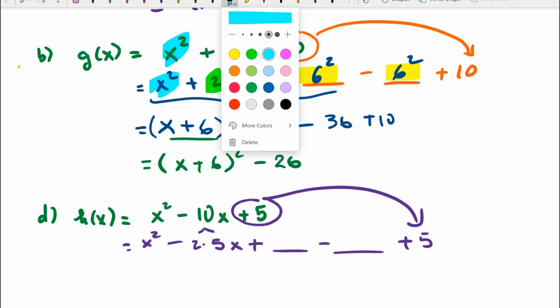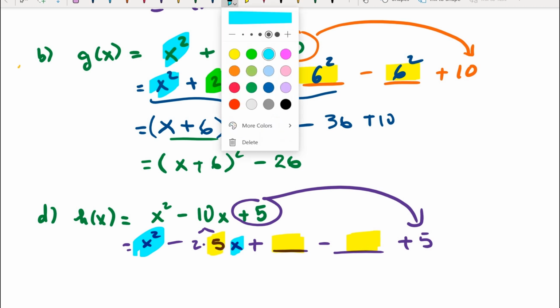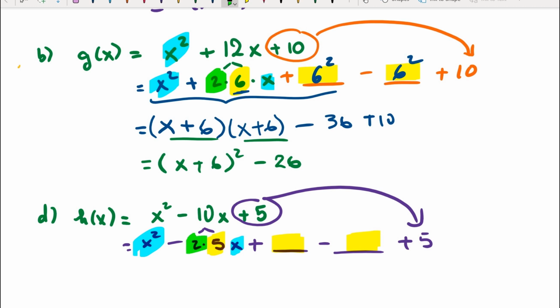So x squared minus 10x, 10 is 2 times 5. X plus some number, subtract that number, plus 5 because of this 5. Okay, we have x squared here, we have x here, we have some number that needs to be added, that is a 5. And the 2 in the middle term is always part of the formula. So that will be 5 squared, 5 squared.